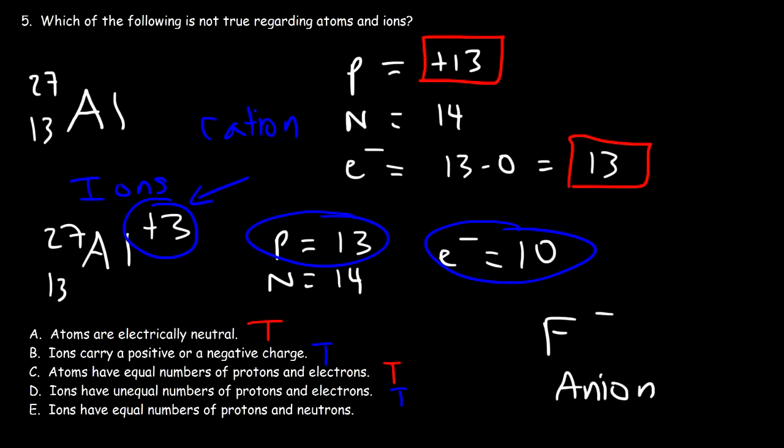Now the last statement has to be false by default. Ions have equal numbers of protons and neutrons. That's not always true. Some ions may have that, but the majority of ions have different numbers of protons and neutrons. So E is the answer. It's the false statement that we're looking for.